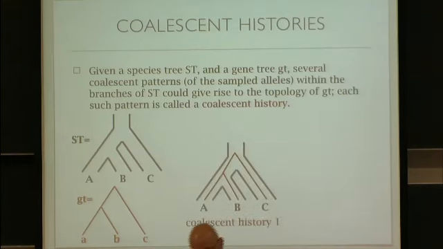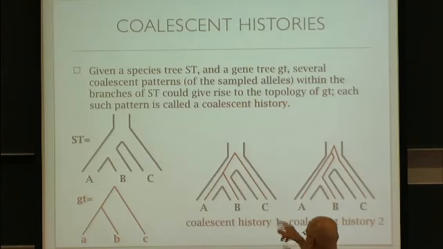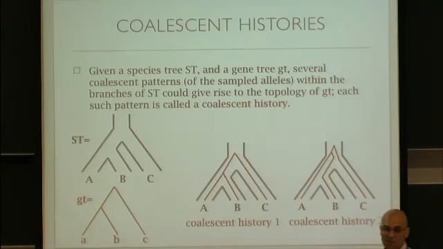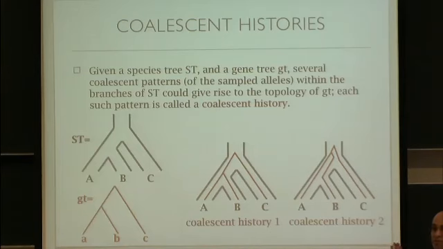One of them is for A and B to coalesce on this branch, and the other one will be that A and B coalesce deeper than their MRCA. They coalesce here, and then they coalesce with C. Okay? There are no other options here. These are the 2 possible ones.